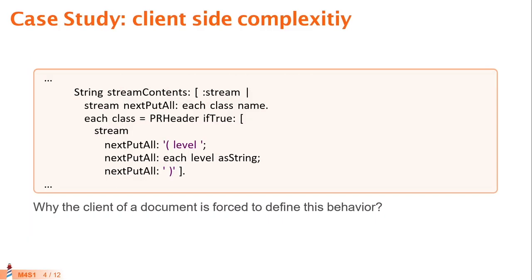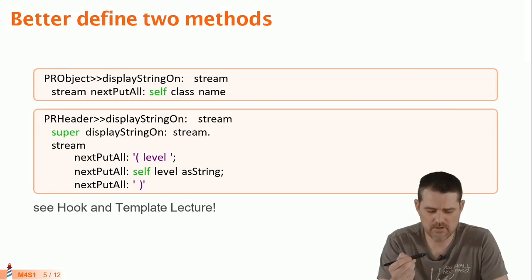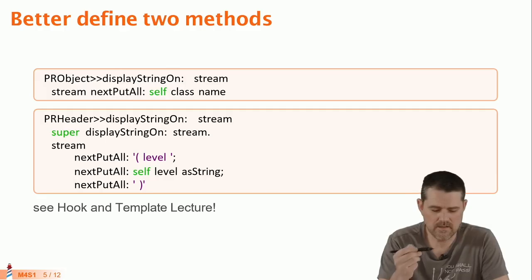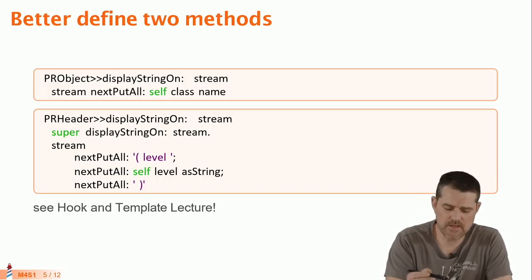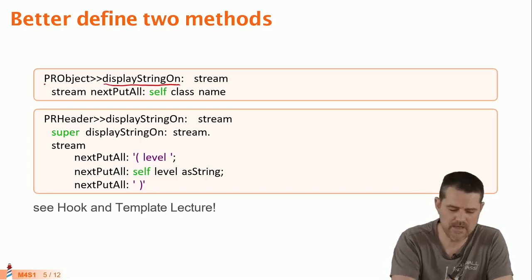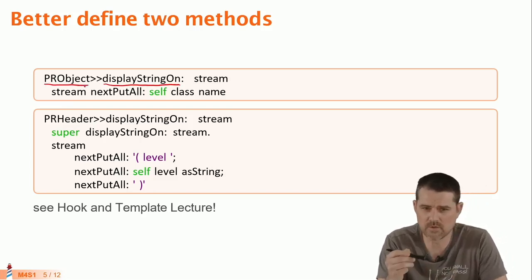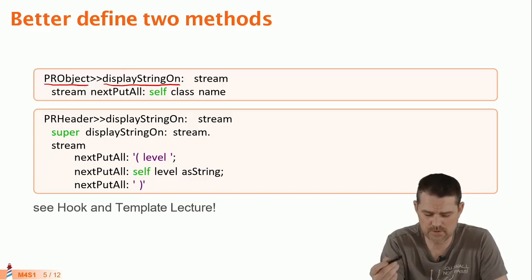And now we can wonder why clients of a document are forced to define this behavior here. Why should I test if the node that I want to display is a header? Why is it important that clients test this? In fact, it will be much better to separate things. If I introduce correctly some displayString: on, I define a new method on PRObject. This is the root of the hierarchy of all nodes.